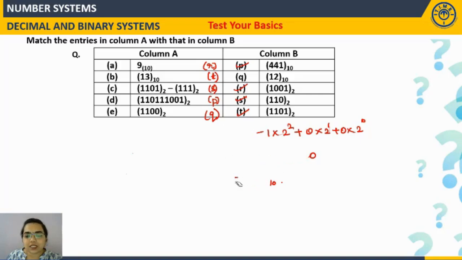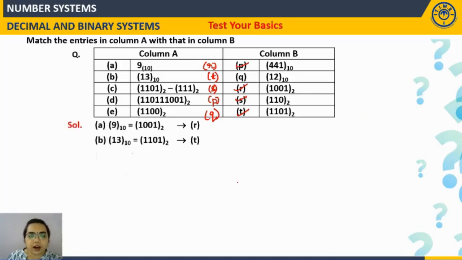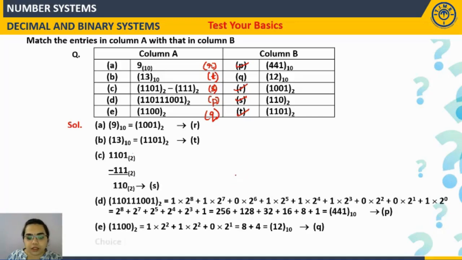Let us just have a quick look at the solution. The options are R, T, S, P, Q. If you have any doubts, you can just go through this once. Okay, in the question, actually you will find R, T, S, P, Q in the choice too. You can just have a look at the question once again. Is this clear to you? Okay, fine. So let's go ahead to the next question.